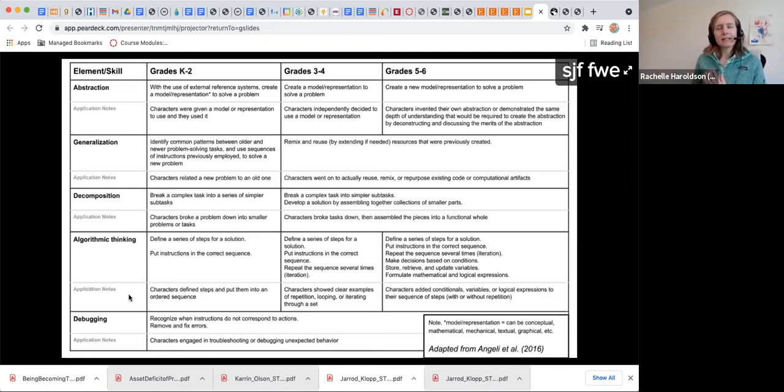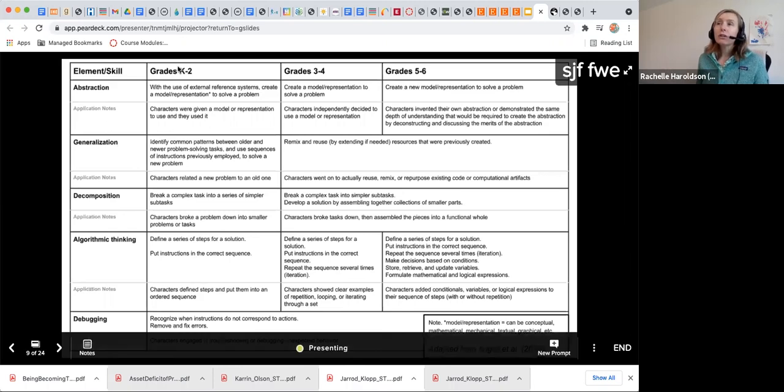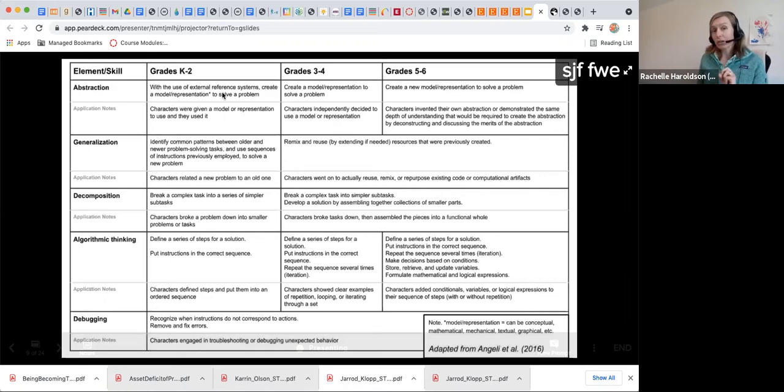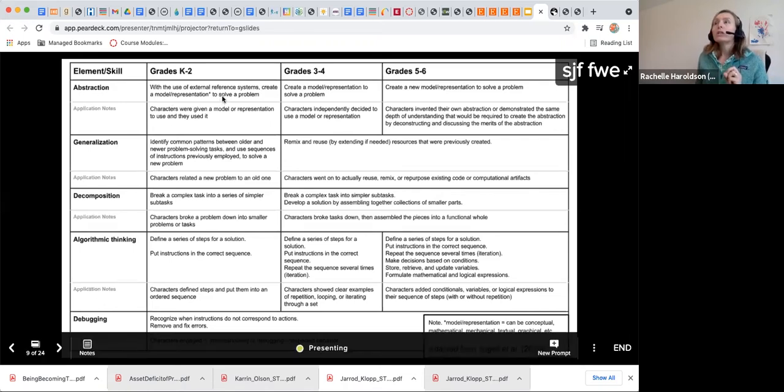And then they created grade bands: kindergarten through 2nd, 3rd through 4th, and 5th through 6th. Within these grade bands, they laid out what you would expect students at this age to be able to do or show their understanding of for a particular element. So for example, for kindergartners through 2nd graders, when it comes to abstraction, they would want to be able to use an external reference system or create a model or representation to solve a problem. That's what you would want kindergarten through second graders to be able to do.